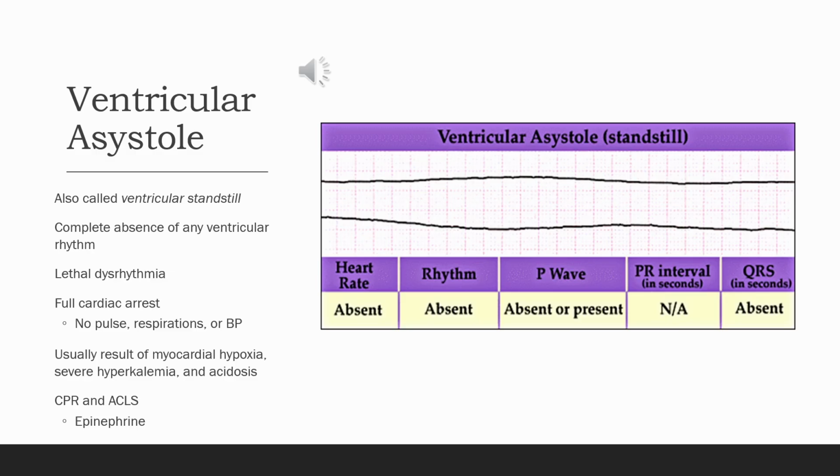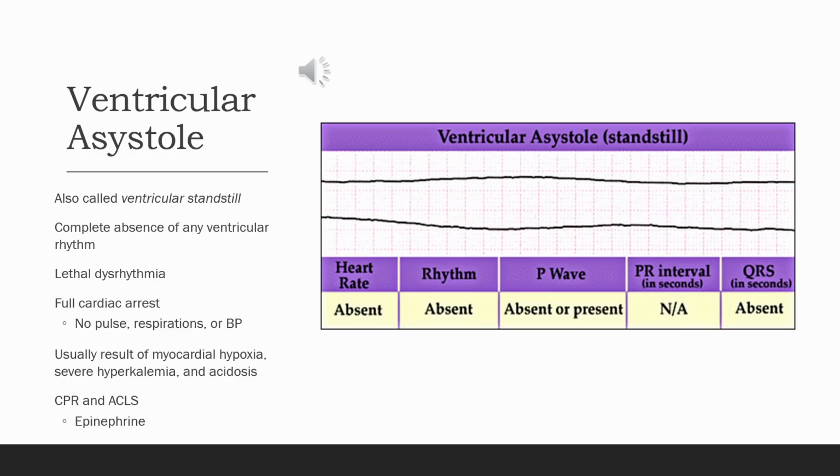This rhythm is often the final stage of a cardiac event, meaning the patient is in full cardiac arrest. As you can see on the ECG sample on the slide here, the baseline is almost flat with no discernible electrical activity at all.